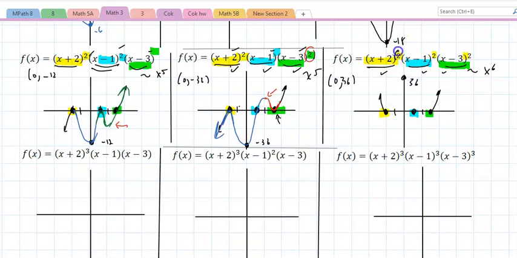So since they're all multiplicity 2, I know it's going to look like a parabola around the first 0. This is going to go through the intercept, and I know it's going to look like a parabola because it's multiplicity 2, and through the third intercept, and it's going to look like a parabola. There is no way of having a power of 2 and not looking like a parabola. It must.